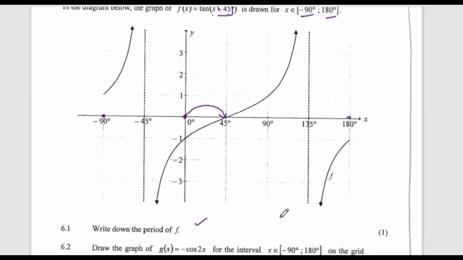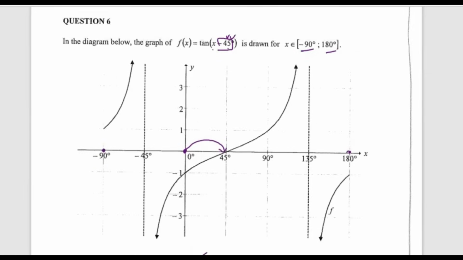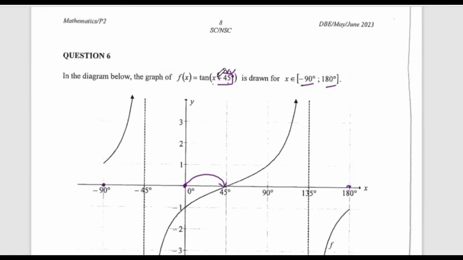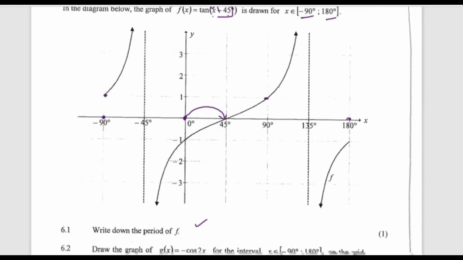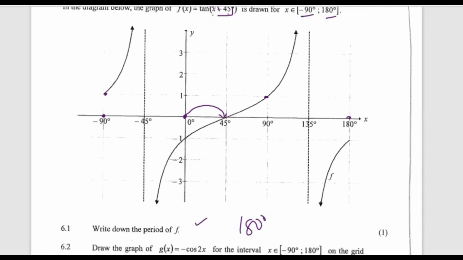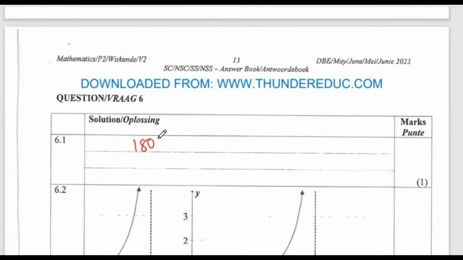Nevertheless, they want the period of f. So when you talk of period, it's like after how many intervals do we see the full graph? So this and that becomes the full graph, since we have that and then this bottom part. Then we have that and then this bottom part. So these are two graphs of time. So our period, since there is nothing in front of x, is just going to be 180 degrees. Okay, so that is 180 degrees.